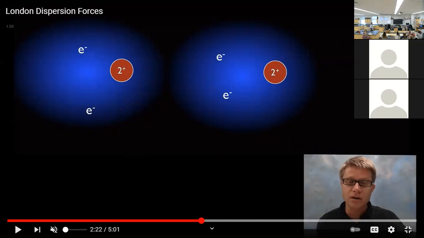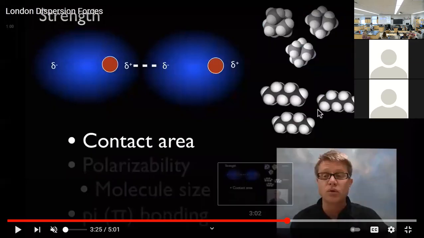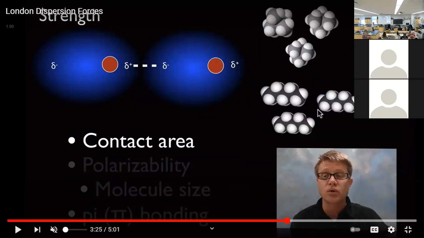Okay. What are the ways we have large London dispersion forces? It increases with contact area. Long straight molecules have higher van der Waals forces. You okay with that? Or London dispersion forces? Sorry, they're the same thing. All right, so we have to know what that means.